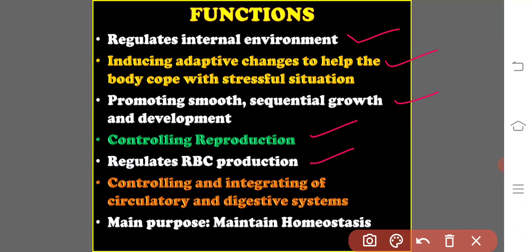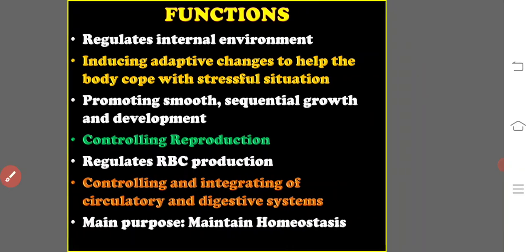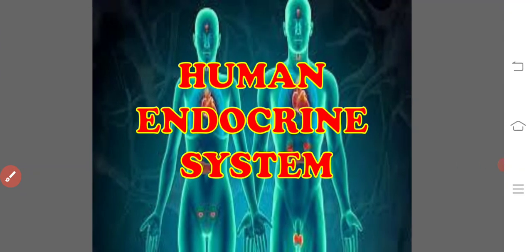Fifth one, regulates the RBC production, red blood cell production. Then, along with the autonomic nervous system, it controls and integrates activities of both the circulatory and digestive systems. And the main purpose of the entire endocrine system is maintaining homeostasis. These are the functions of the endocrine system. And let us see the human endocrine system.